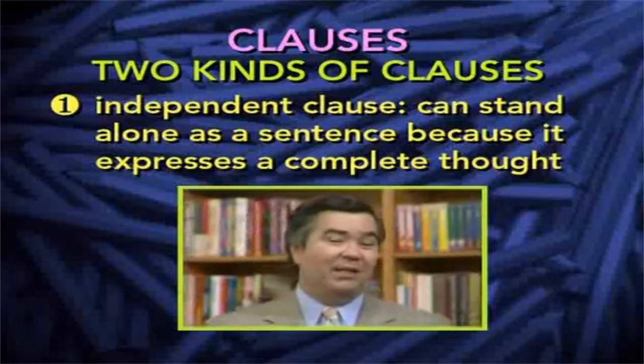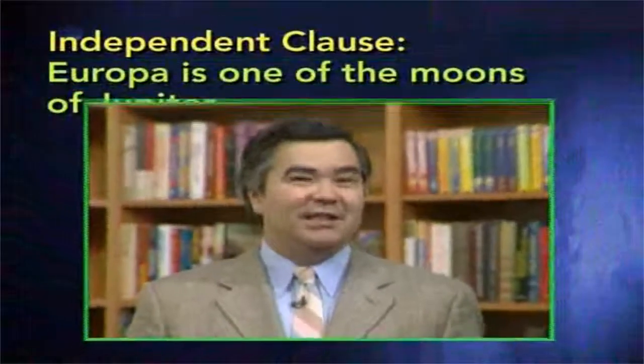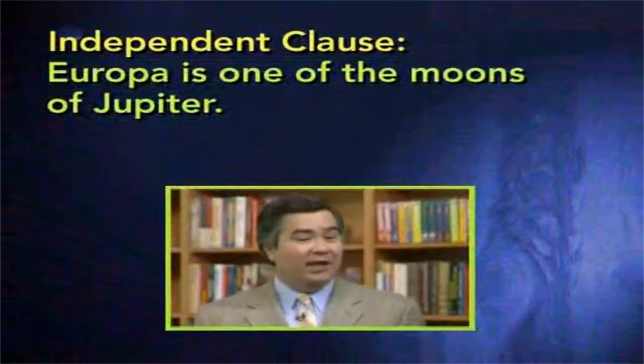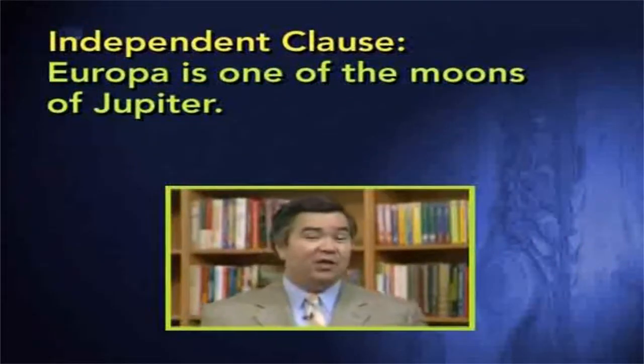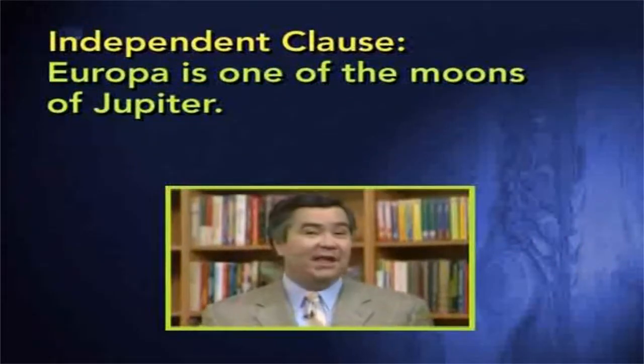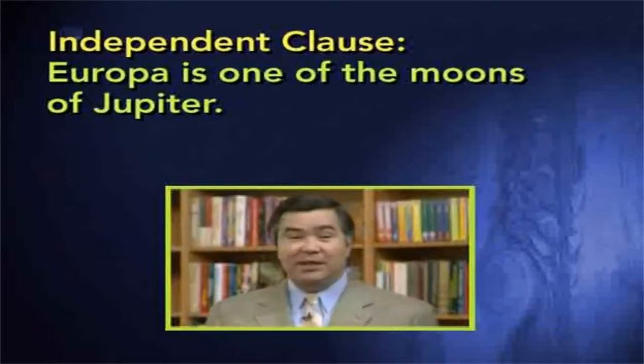You know the word independent means able to stand on one's own. When the United States became independent from the country that founded it, England, the United States was able to stand on its own, and an independent clause can stand on its own as a sentence. Take a look at this example. Europa is one of the moons of Jupiter. Now, this is a clause because it's a group of words that contains both a subject and a verb. Can you identify the subject and the verb in this sentence?